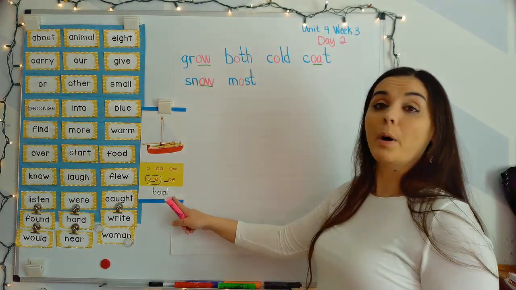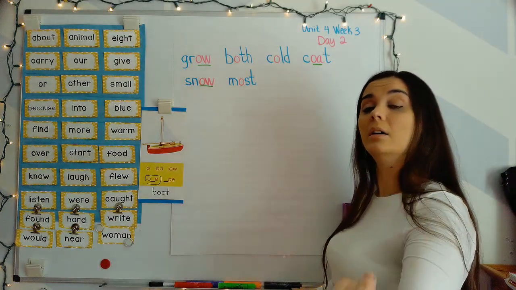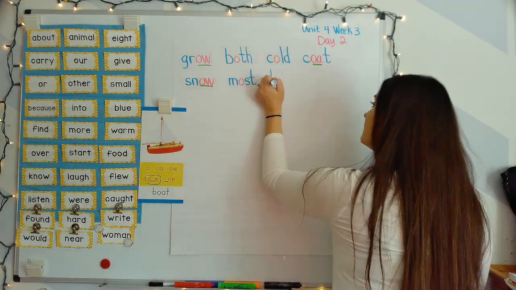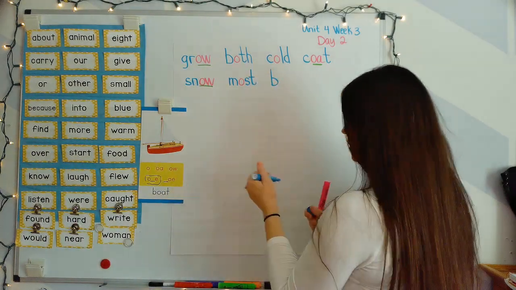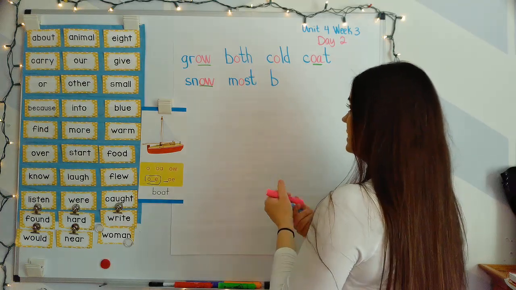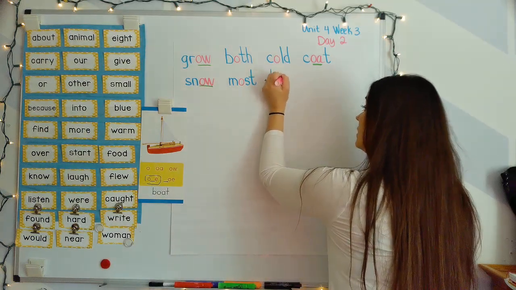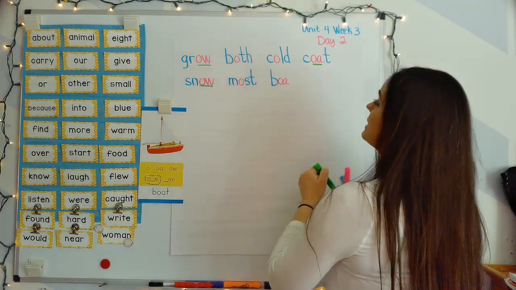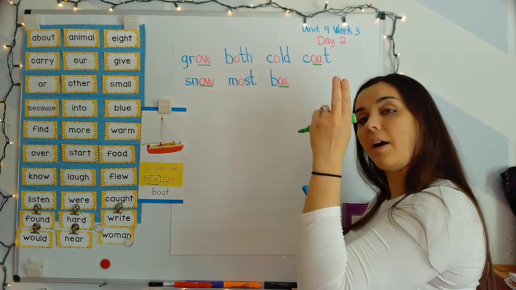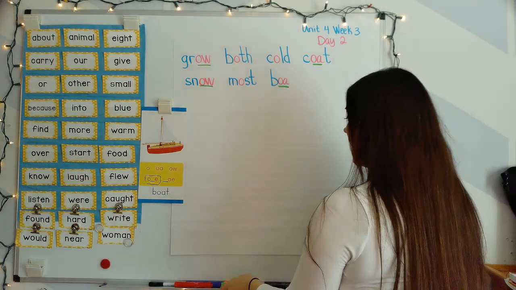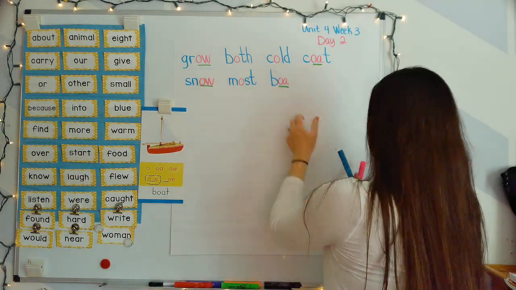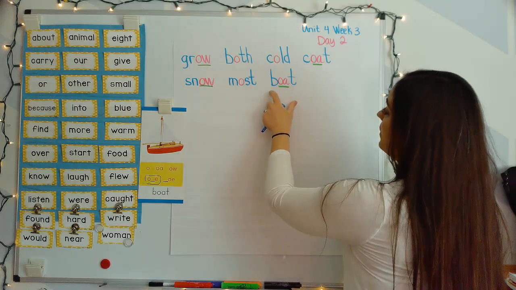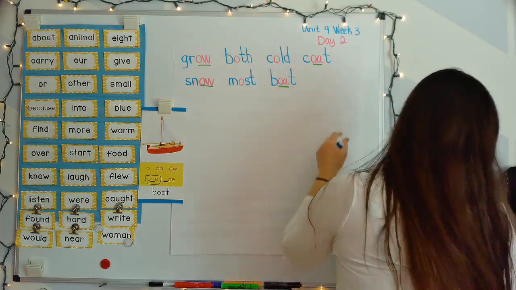Next word, boat. Your turn. Ba, o, t, boat. So just like the boat card, this is an example of the O-A sound. The O-A spelling, the O-A vowel team working together to make that long O sound. Ba, o, T says ta, ba, o, t, boat.